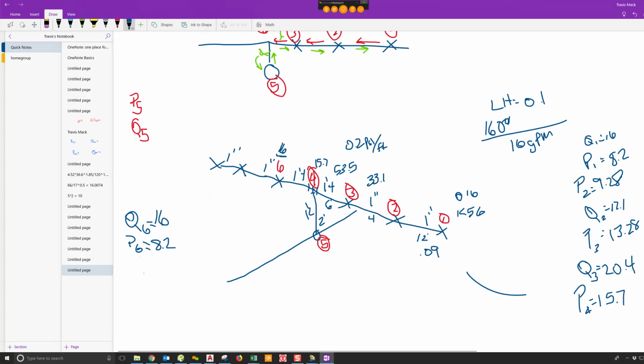So we're going to do 4.52 times the flow. It's only 16 in this one because we're just doing the one head. 16 to the power of 1.85 divided by the C factor to the power of 1.85. The diameter in this segment of pipe from 6 to 4 is 1.38 to the power of 4.87. So I did that wrong. Oh no, it's 0.003. Did you come up with 0.003 per foot?